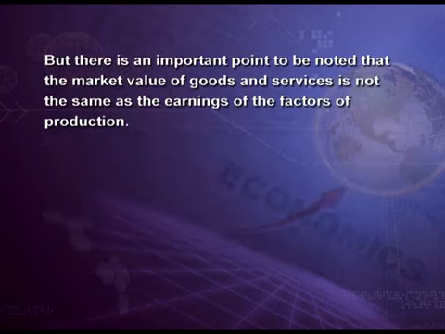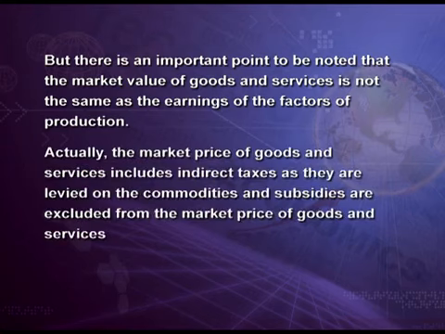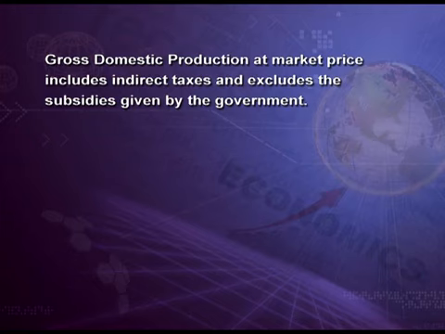But there is an important point to be noted: the market value of goods and services is not the same as the earnings of the factors of production. Actually, the market price of goods and services includes indirect taxes as they are levied on the commodities, and subsidies are excluded from the market price of goods and services. So, gross domestic product at market price includes indirect taxes and excludes the subsidies given by the government.